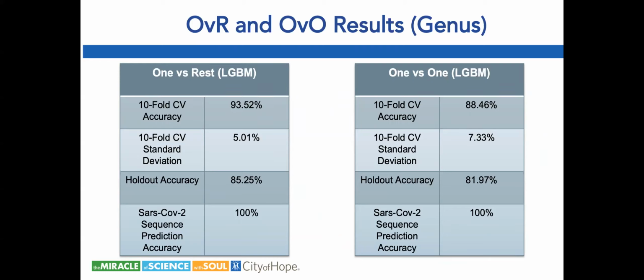And the other thing to keep in mind is with the holdout set, which only contains the SARS-CoV-2 sequences, which are the 200 sequences, we are ending up getting all of those sequences properly predicted. And then in our one versus one design, we can see that our 10-fold cross-validated accuracy is much lower than one versus rest. And similarly, we have a higher standard deviation in one versus one across the folds. And then our holdout accuracy is lower, but yet, even with these lower numbers, we are seeing that the SARS-CoV-2 sequences are still being completely accurately predicted.